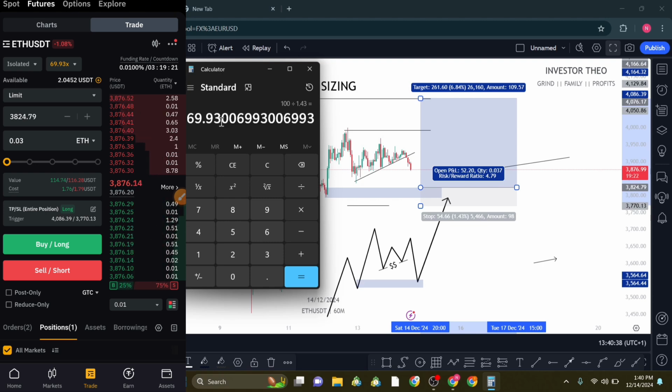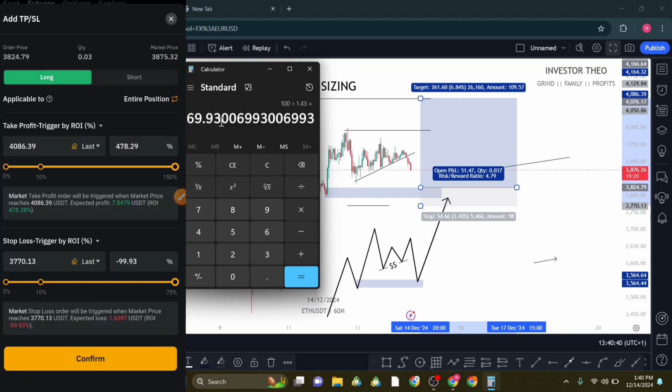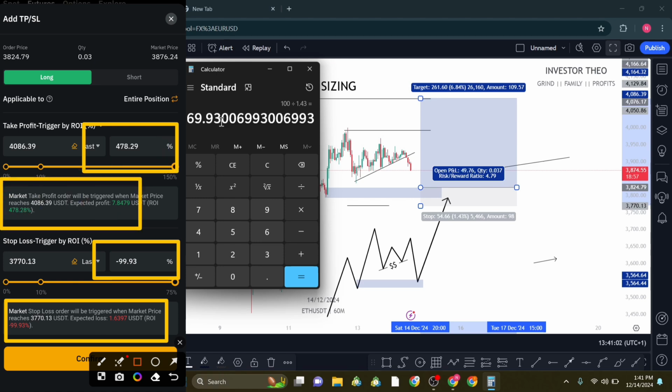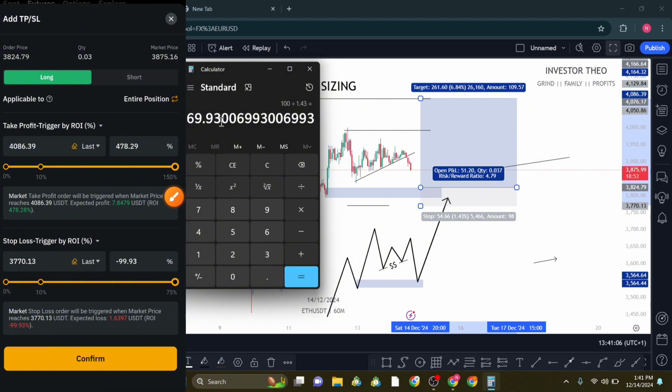Now, once you've done that successfully, and you come back and check your profit and loss segment, you will see directly that once your trade hits your SL, you lose minus 99.93% of your money. It means when you hit SL, you'll be losing $1.6397. And when it hits your TP, you'll be getting roughly 478.29% of your money, and that is this amount over here. You clearly see this way, you've reduced your risk down to know exactly what you're risking.